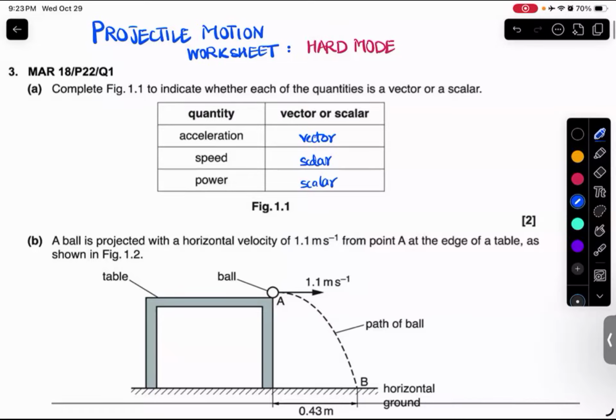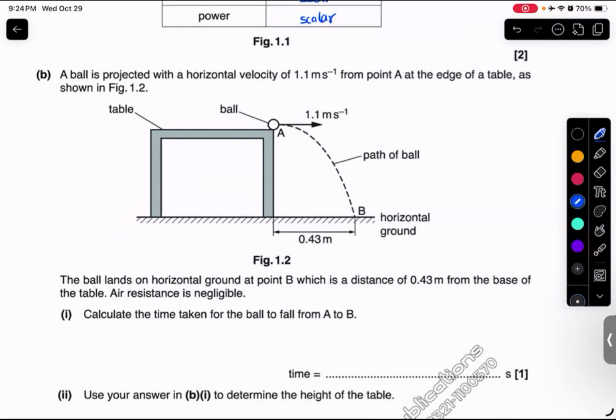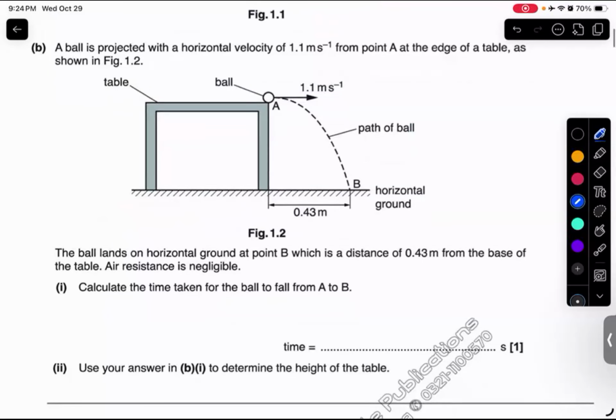Okay, part B. A ball is projected with a horizontal velocity of 1.1 meters per second from point A at the edge of the table as shown in figure 1.1. At point B, the range of the ball is 0.43 meters from the base of the table. Calculate the time taken for the ball to fall from A to B.